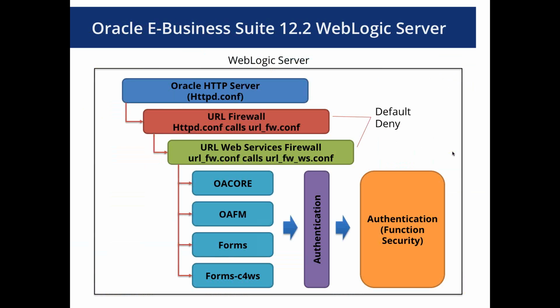And if it reads from the top to the bottom of that and doesn't find anything in the URL web services config file, it basically bounces back up to the HTTP conf and says, yeah, I don't know about this, I'm not going to do anything. But if it is whitelisted in either the URL firewall config or the URL firewall web services config file, it then hands it off to one of the applications, be it Forms or a core or AFM, and then what happens after that is the authentication and authorization.